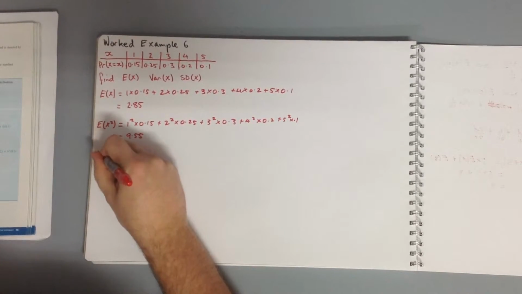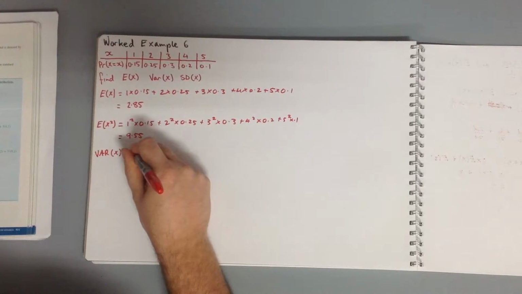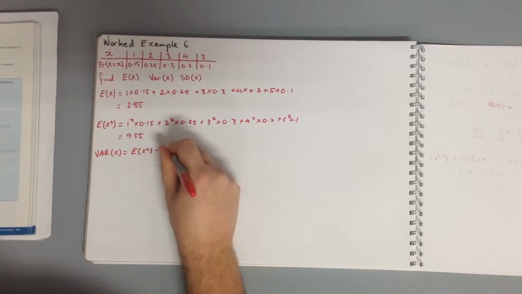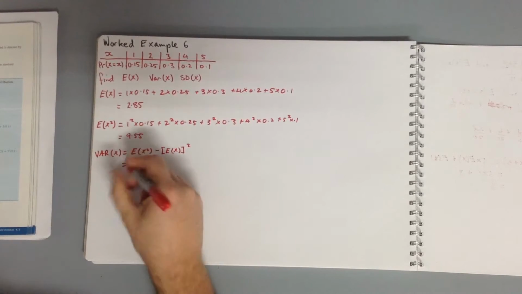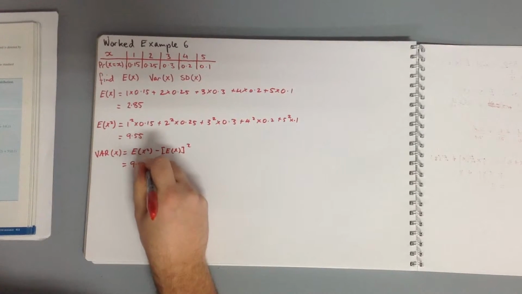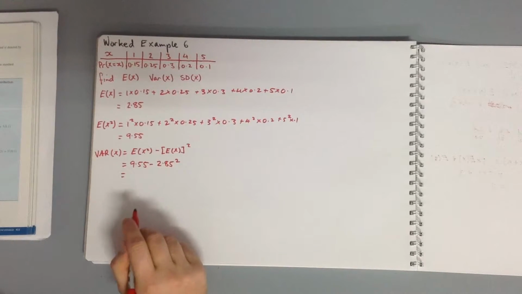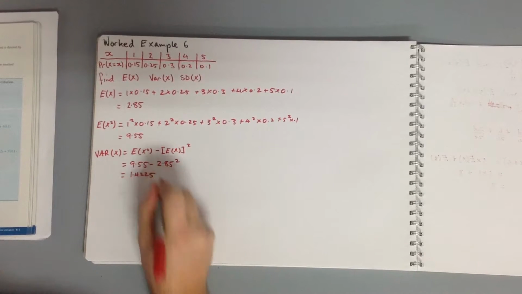Now our variance of X is equal to our E of X squared minus our E of X, squared. So our E of X squared is 9.55, and we're going to take away 2.85 squared. When we do that, we find our variance is equal to 1.4225.